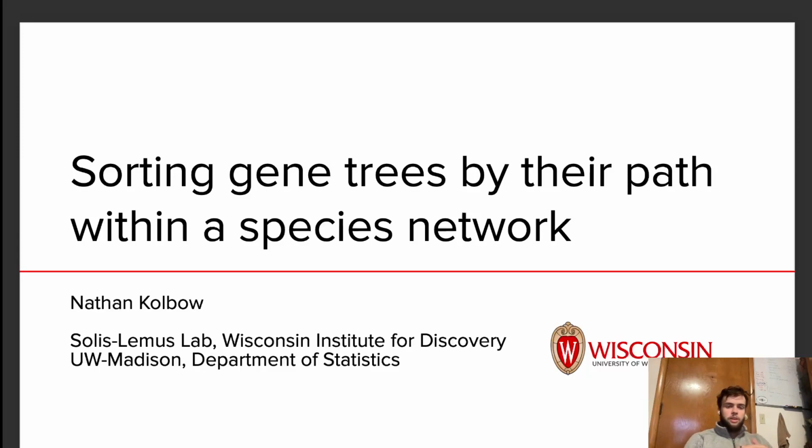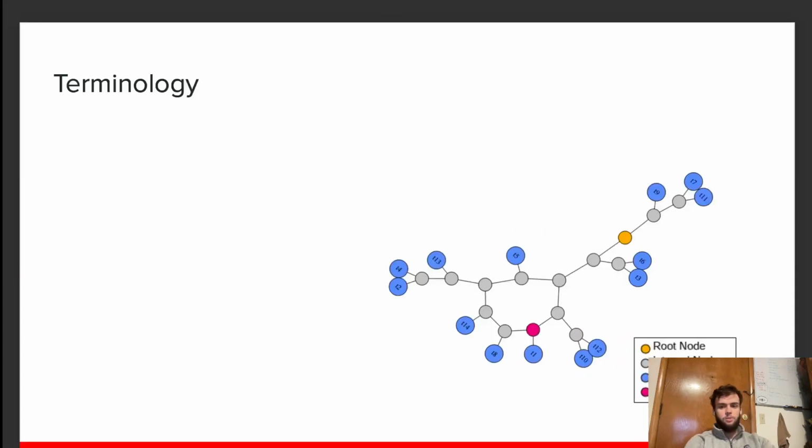So I'm going to be talking about phylogenetics today, and I'm going to be talking about sorting trees by their path within a species network and how I'm achieving that in Julia. So first of all, there's a lot of introduction for phylogenetics, but I'm going to briefly skim over all of it.